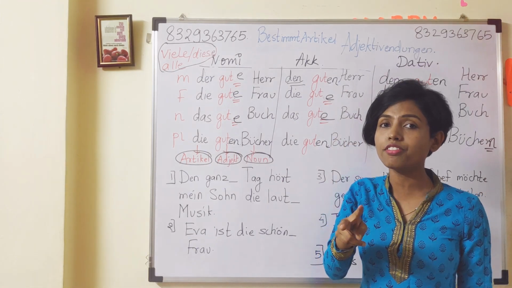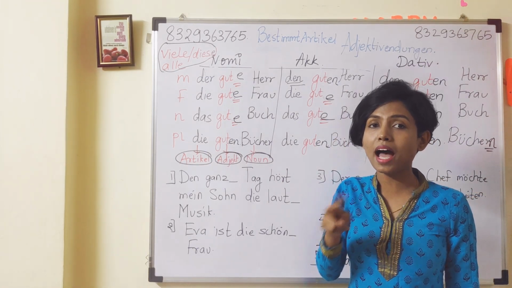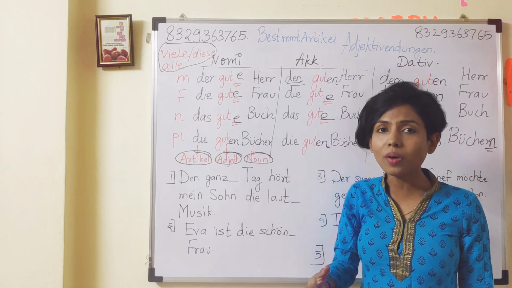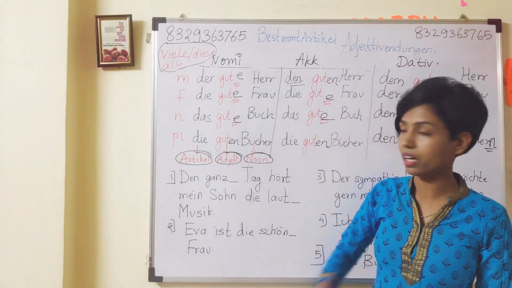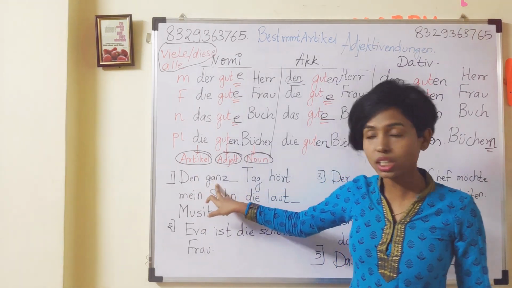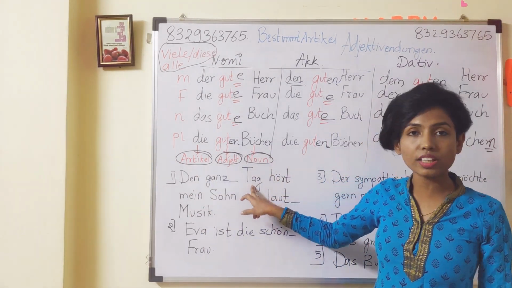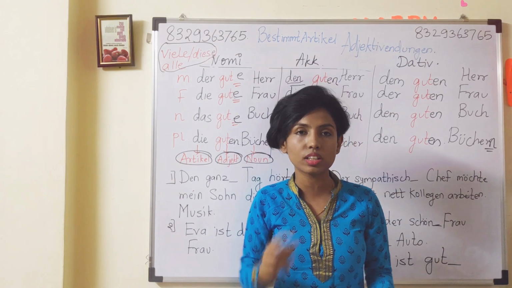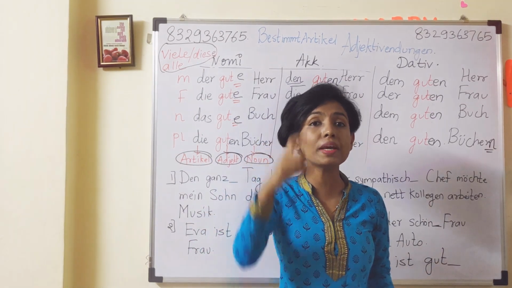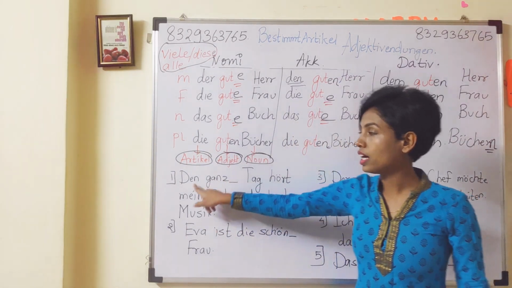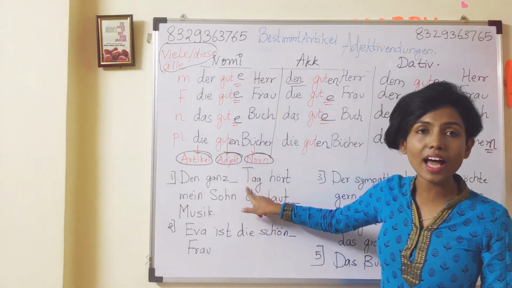If there is some difference in the sequence or the absence of any particular word, then you cannot use this chart. So all the words should be there. So article is there, adjective is there, and noun is also there. How will you come to know whether it is a noun or not? The first letter will be capital. So there is an article, adjective and noun.